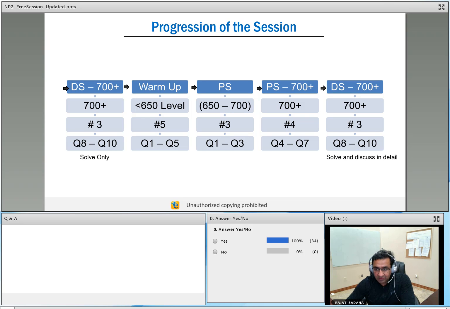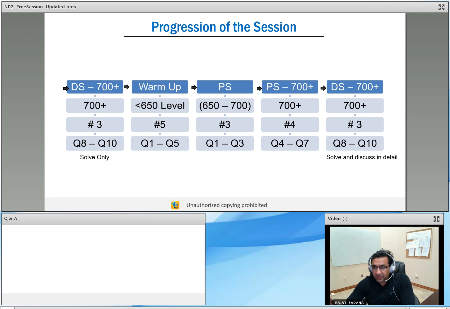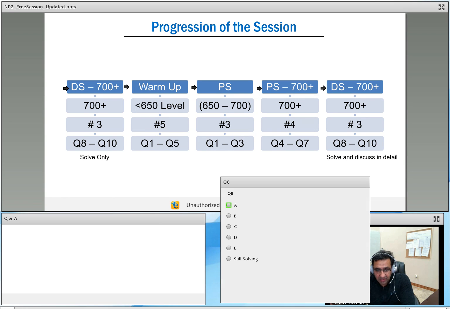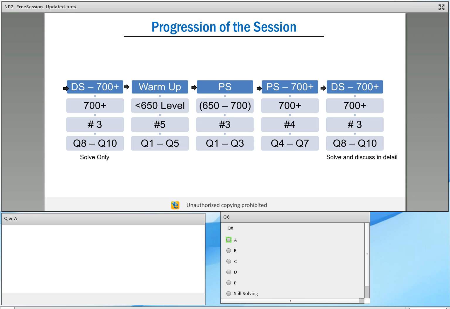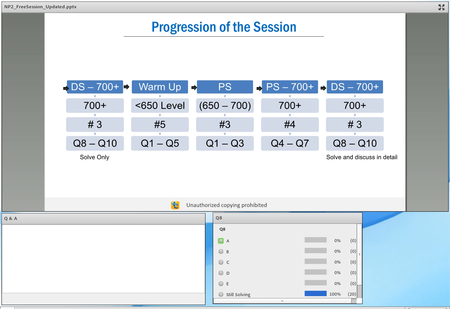Perfect. So what I'm going to do is we're going to start with our first question. It's called question number 8, and I'm going to remove my video now. What I want you to select is still solving. That way I know how many of you are solving this question. There's a choice beyond choice E, which says still solving. I want at least 40 people to select still solving, so that I don't time you as a group. You time yourself as a group.